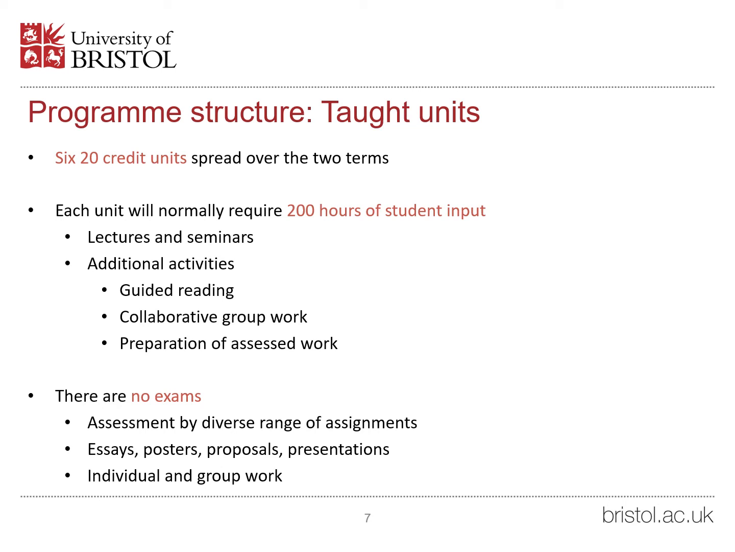And how about the structure of the program? For the Open Pathway, students need to take 6 20-credit units which are spread over the 2 terms. Now, roughly each unit will normally require about 200 hours of student input. So that includes lectures and seminars, but also additional activities like guided reading or working collaboratively with your peers, but obviously also preparing for your assessed work.